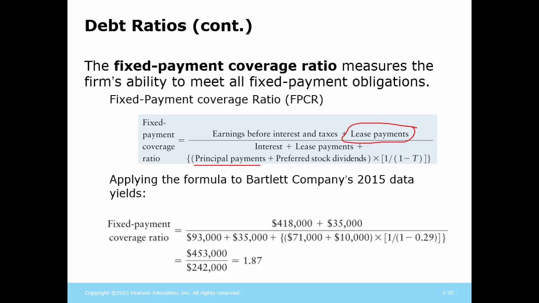But in this case, it just says, look, what is the ability of this company to make all of its fixed obligations? Well, its fixed obligations are obviously lease payments, interest payments, preferred stock dividends, although not required, certainly we would want them to pay. And then finally, obviously, you have to pay back the debt. So in this case, we have almost 1.9 times more cash to pay these long-term fixed payments.